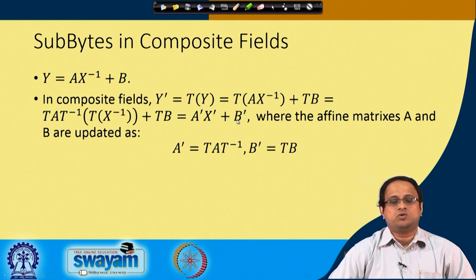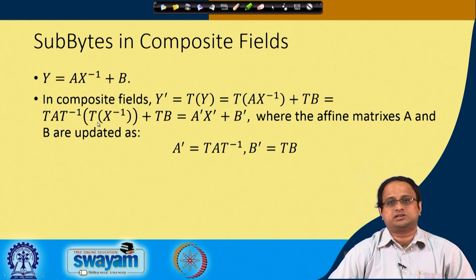Now this internal part is T x inverse. That means I am doing the inverse X inverse and then applying a T mapping onto it. It is as if this X inverse is an element in GF(2^8), and I have applied the T matrix on it and converted it into GF((2^4)^2). So that means now I can do my computation.